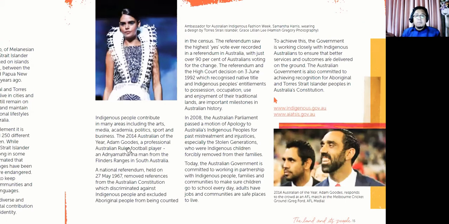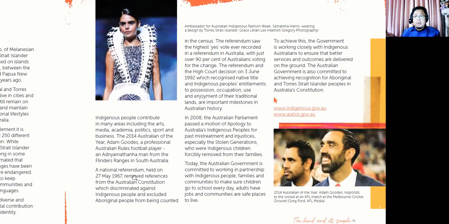Indigenous people contribute in many areas, including the arts, media, academia, politics, sport, and business. The 2014 Australian of the Year, Adam Goodes, a professional Australian rules football player, and Adnyamathanha man from the Flinders Ranges in South Australia. Okay, let me read this one first.